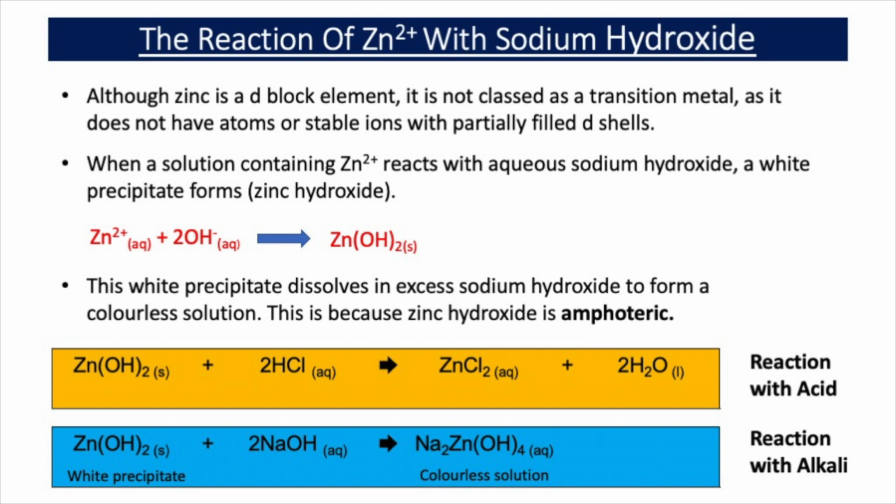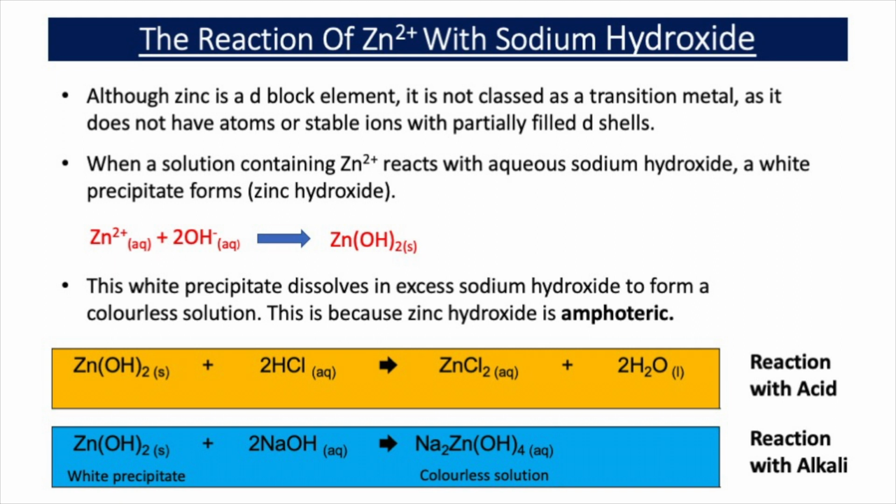Now, zinc is a d block element, but it's not classed as a transition metal as it does not have atoms or stable ions with a partially filled d shell. Now, when a solution containing Zn2+ reacts with aqueous sodium hydroxide, we've seen that a white precipitate forms, zinc hydroxide. I can describe the reaction with an ionic equation, and this would be Zn2+ + 2OH- forms Zn(OH)2. The state symbols would be aq for the reactants, and the precipitate would have a state symbol of s. Now, as zinc is not a transition metal, I can just simply write the ionic equation in this form.